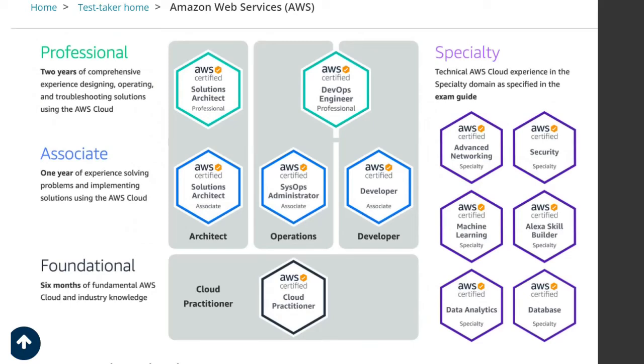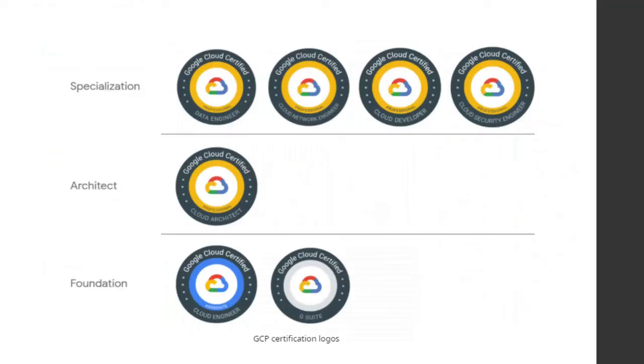Moving to the next one, Google. Google also has specialized, architect, and foundational categories of certifications. If you are at the foundation level, you can go for the cloud engineer or G Suite exams. If you are at the architect level, go for the cloud architect. And if you need to specialize in anything in Google, you can go for data engineer, cloud network engineer, cloud developer, and cloud security engineer. So these are the categories of exams we have for GCP.